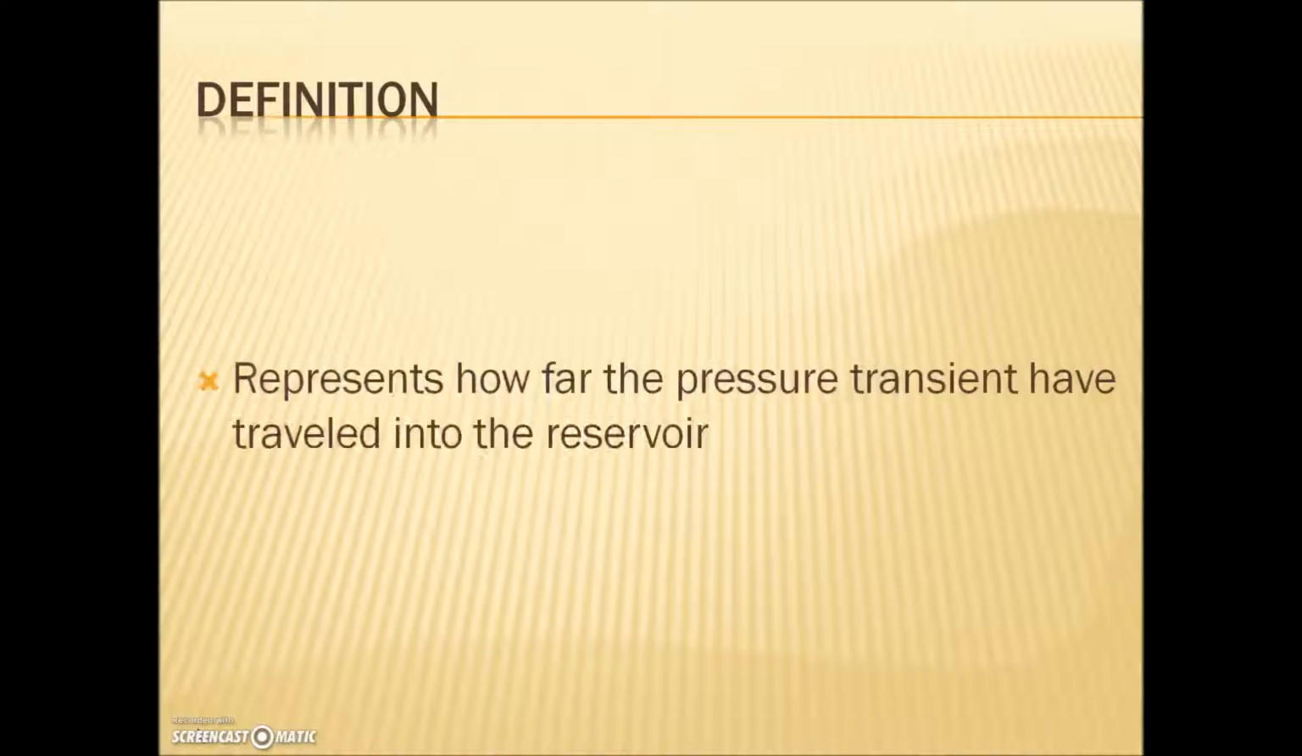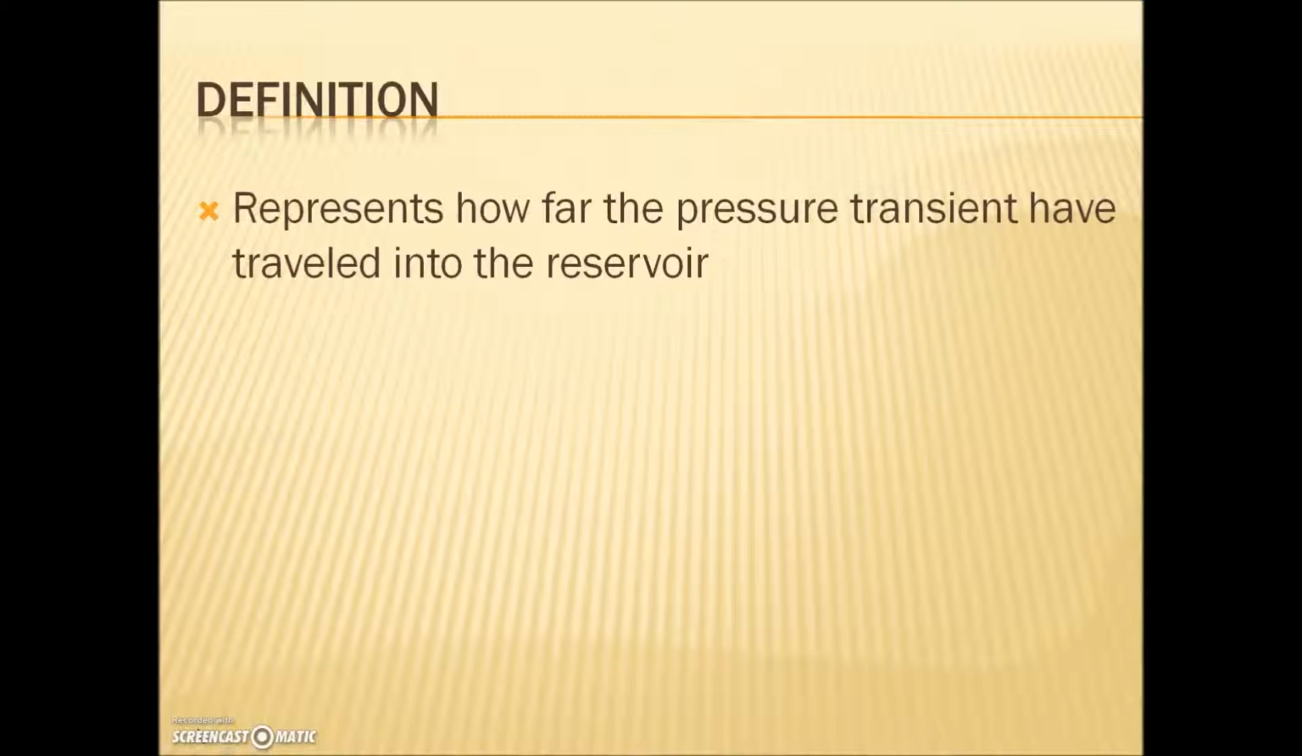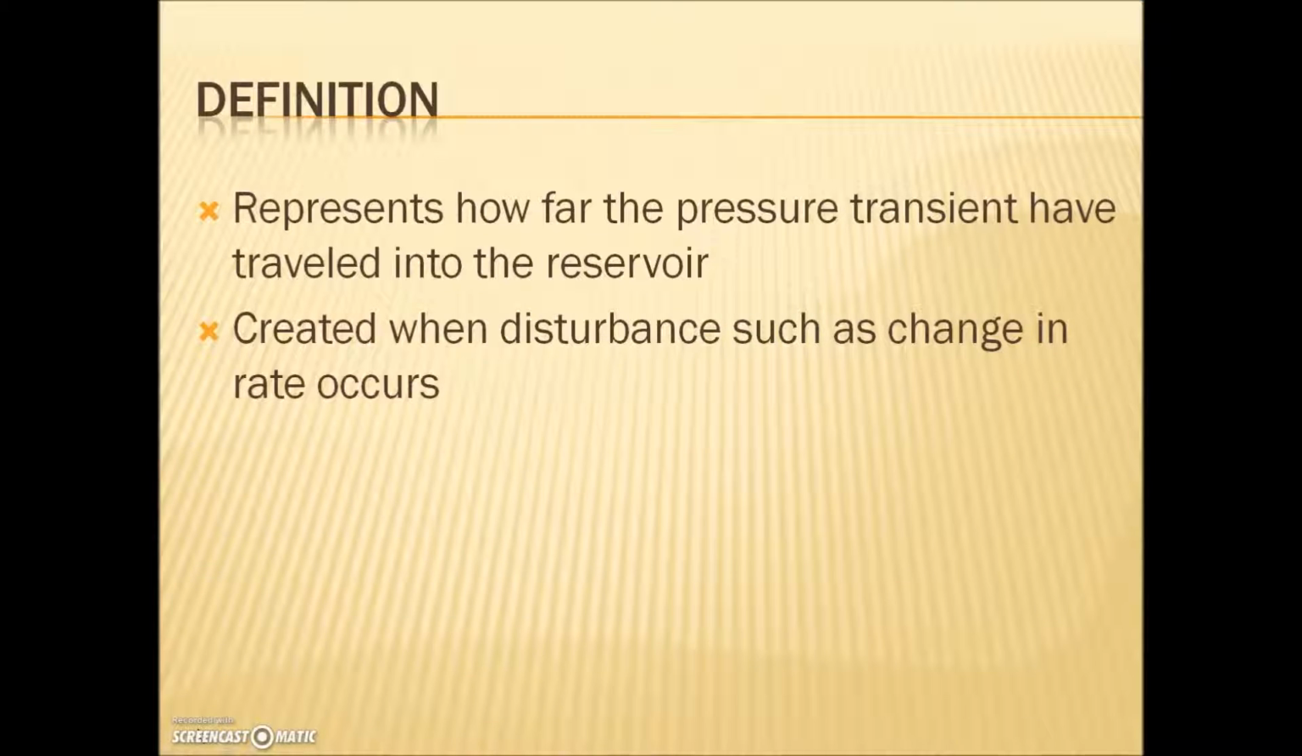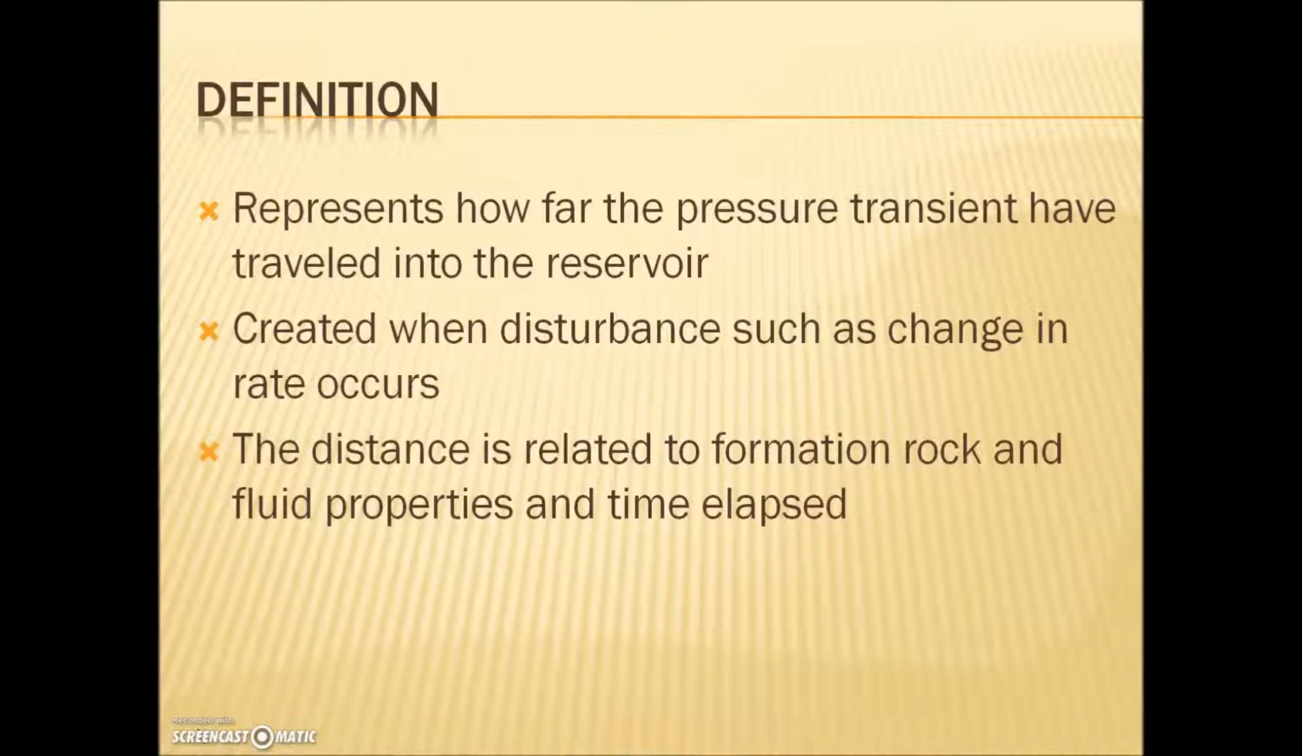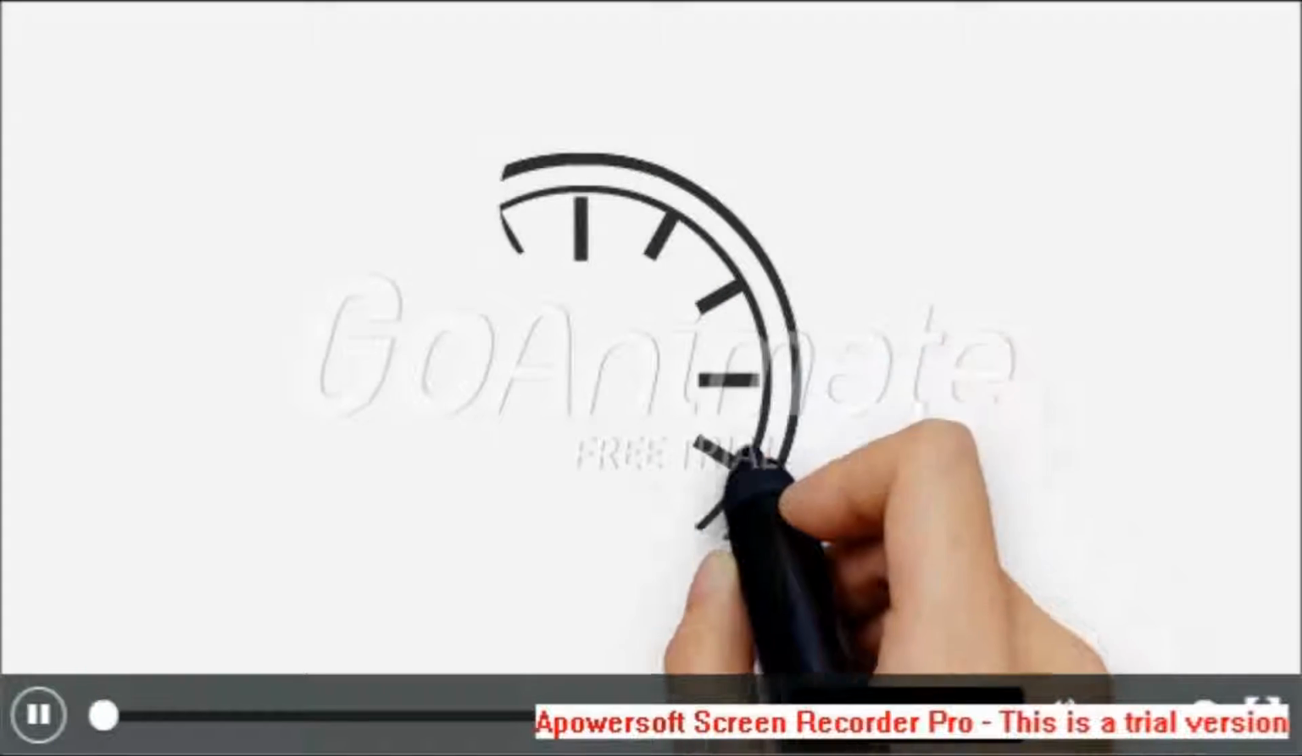Radius of investigation, or RI, represents how far the pressure disturbance has traveled into the reservoir. It is created when a disturbance such as a change in rate occurs at a well. The distance is related to formation and well properties such as porosity, permeability, and time elapsed.